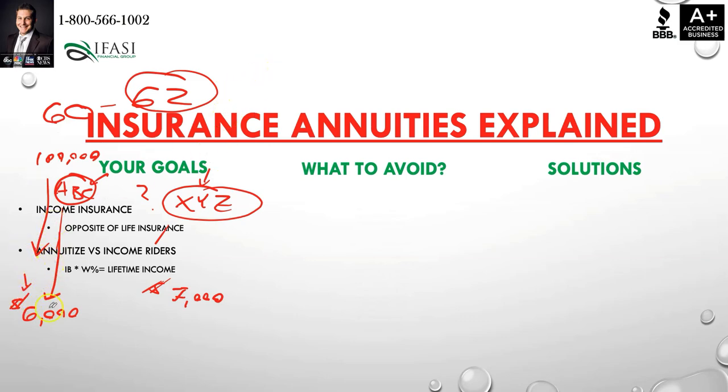They live for another 3 years. They would have been paid back $18,000 of total income. At age 60, they gave $100,000. So now the insurance company's able to keep $82,000 in this example.